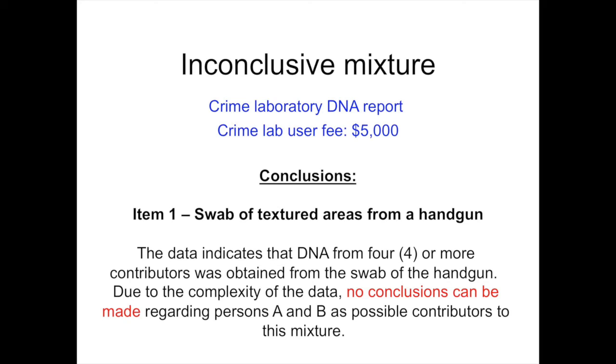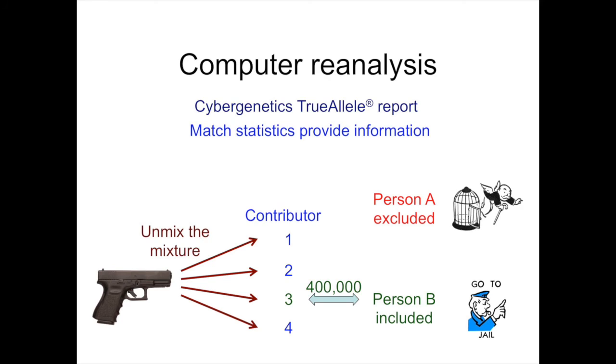So now we have 2 defendants, and they're going to trial, or they're not going to trial, whatever the district attorney wants to do with this case, but they have no DNA on the handgun. So we get this. There's a computer reanalysis that's done, and in the Cybergenetics TrueAllele report, the match statistics are informative.